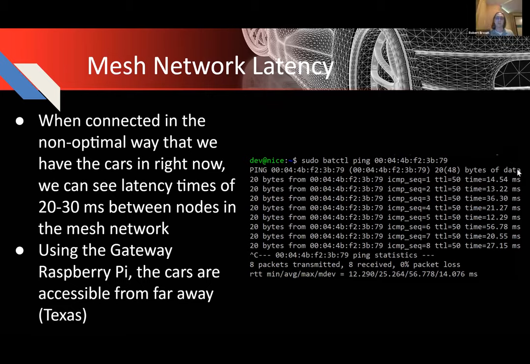Okay. Oh, is this me? Yes. All right. So with our mesh network right now, we are able to connect, measure the latency, which is the delay in milliseconds between the nodes, the different cars. And this is just the latency on the slide. So measuring the latency between the nodes gave us about 20 to 30 milliseconds, which is about average for most network connections, and it's good enough to where we can send data in real time.